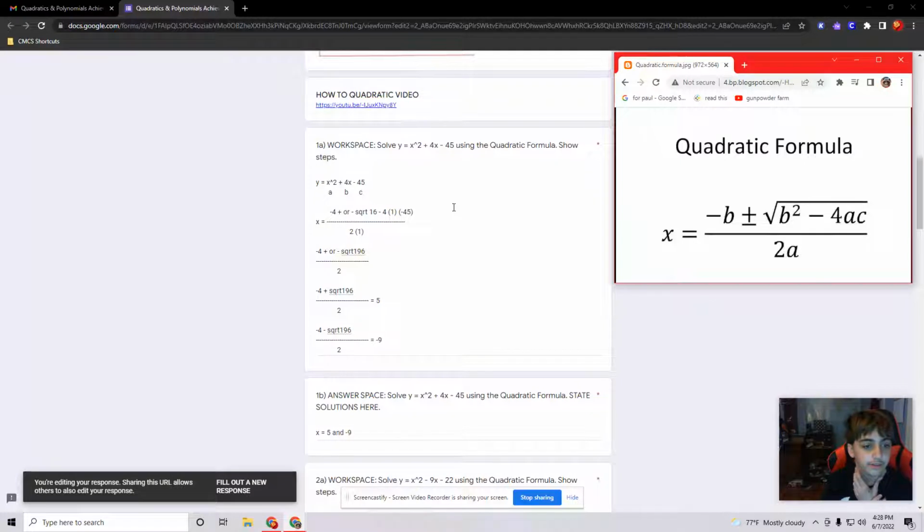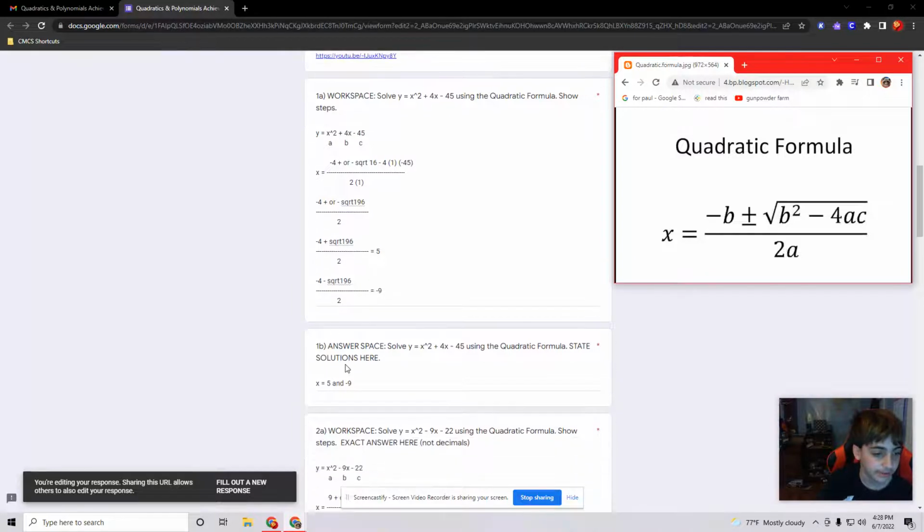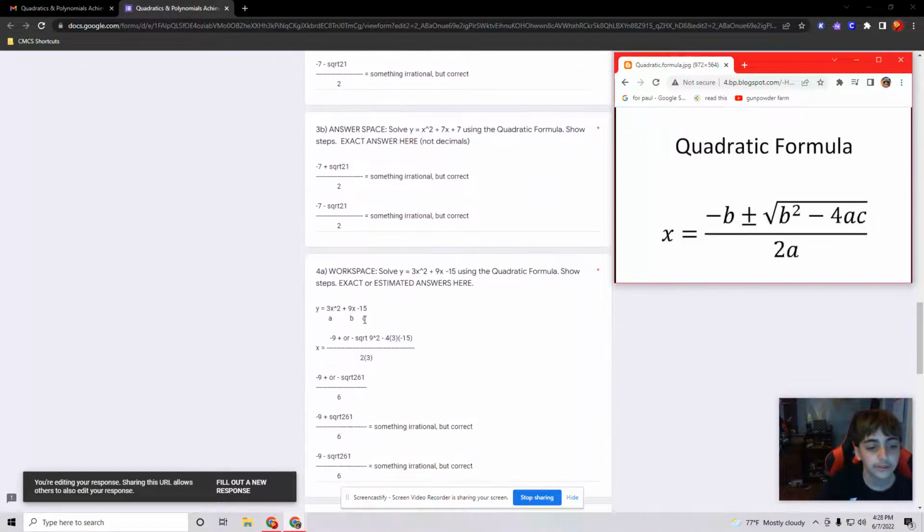It's negative 4 plus or minus the square root of 196, if you did 4 times 1 times negative 45. Just do 16 minus that, and it'll be 196, and over 2 because 2 times 1 is 2. Then you do one for plus, so this will be 5. You do one for minus, this will be negative 9. Those are your answers.